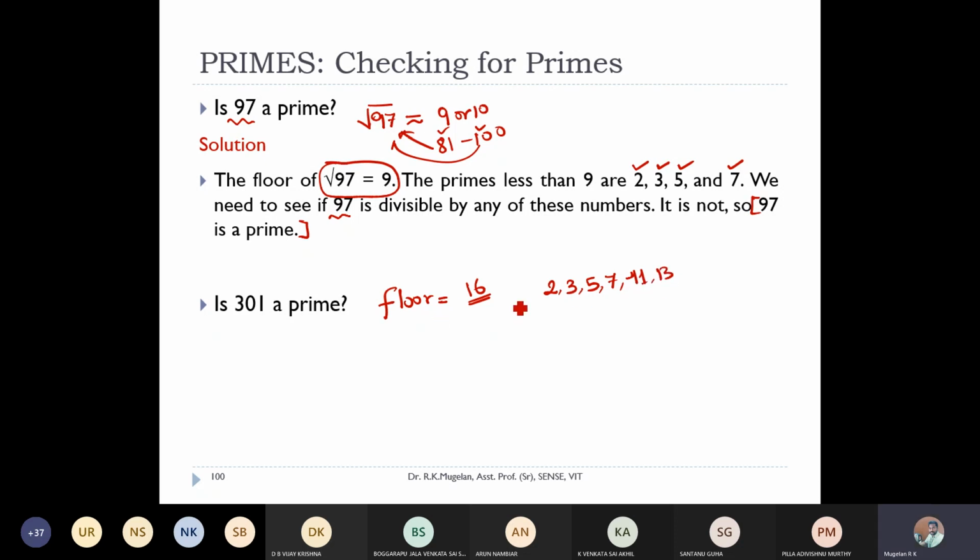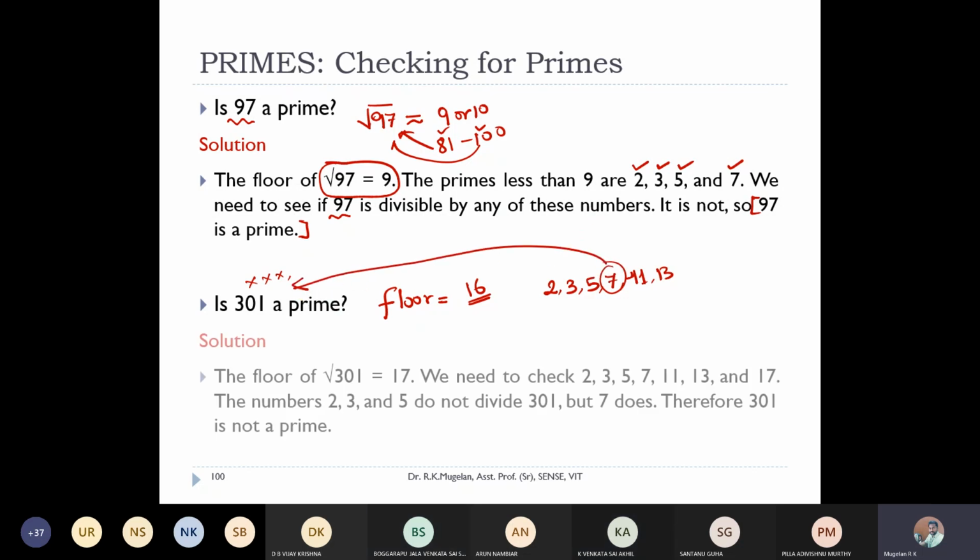So you have to check whether 301 is divisible by any one of these prime numbers. If you check 2, obviously not, because it's not an even number. For 3, if you add the digits 3, 0, 1 you get 4, so it is not divisible. 5, obviously not, because it would end with 0 or 5. Check with 7 whether 301 is divisible by 7 or not. Divisible, yes. So 7 divides 301, which means 301 is not a prime number.